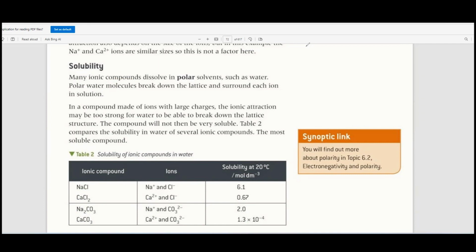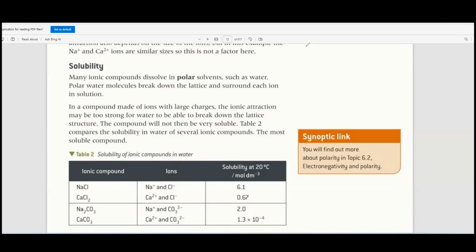Polar, like a covalent bond. So polar water molecules break down the lattice and surround each ion in solution. In a compound made of ions with large charges, the ionic attraction may be too strong for water to be able to break down the lattice structure. So sometimes, like calcium 2 positive, water may not be able to break them because they have very high electrostatic force.